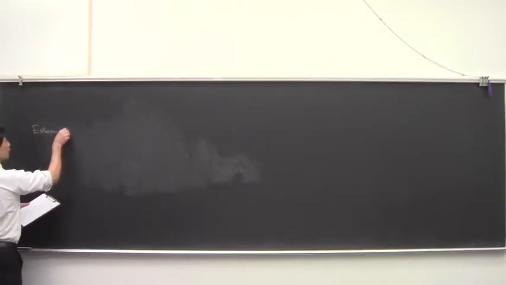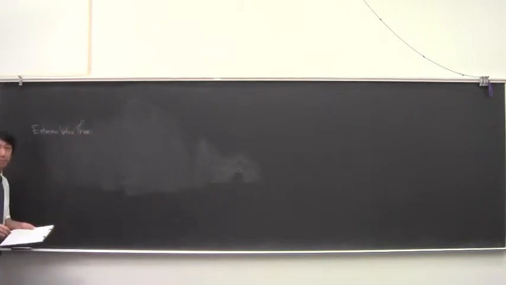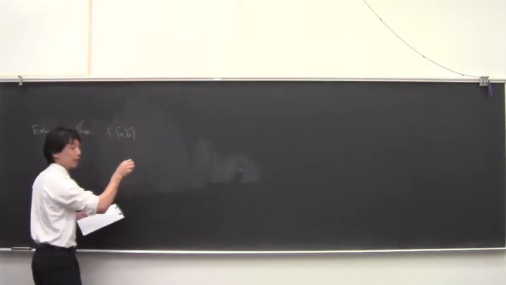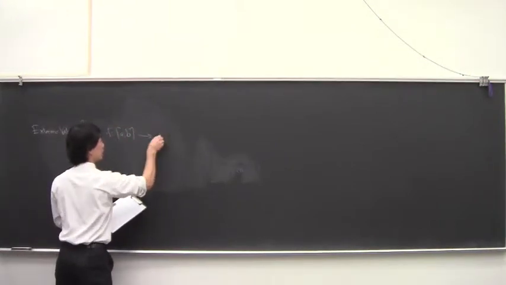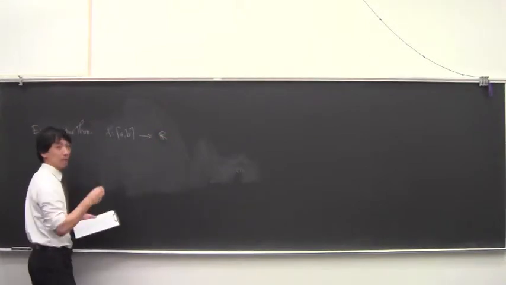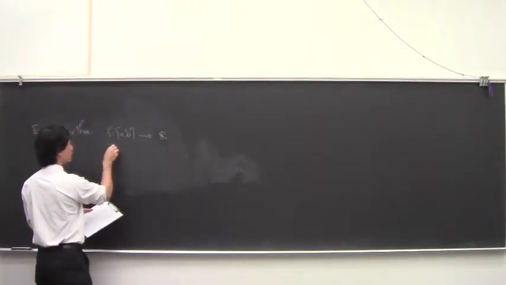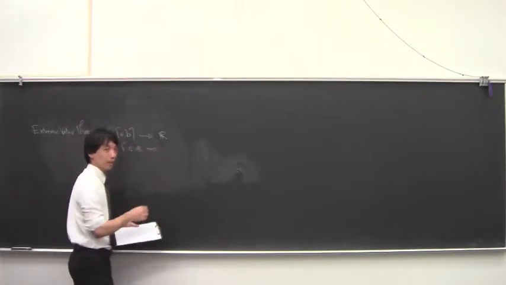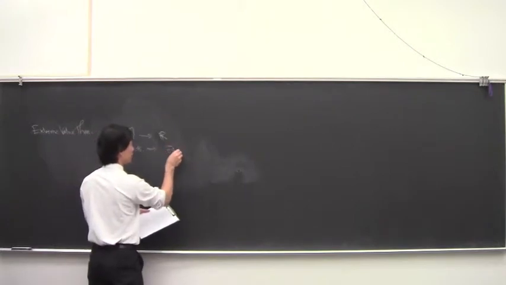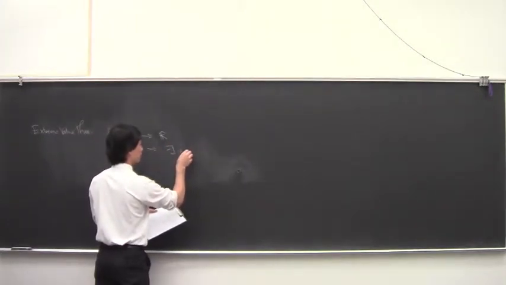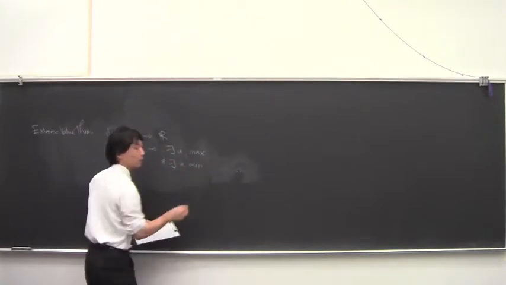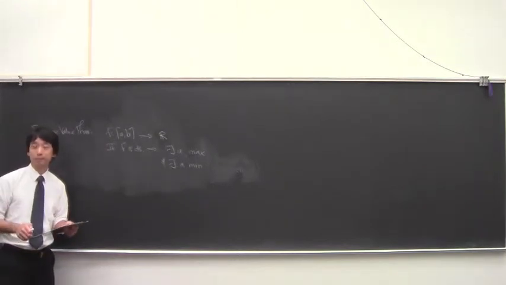First off, we have this thing called the extreme value theorem. What it says is that if you have a function on a closed interval, and if f is continuous, then you're guaranteed there exists a max and there exists a min. There exists a max and there exists a min.